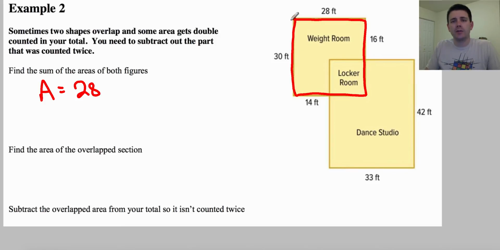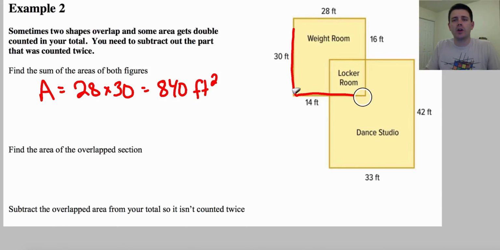My height is the full distance top to bottom. Not my little 16, because that's just this little section. I want the full 30. So times 30. 28 times 30 is 840 feet squared.